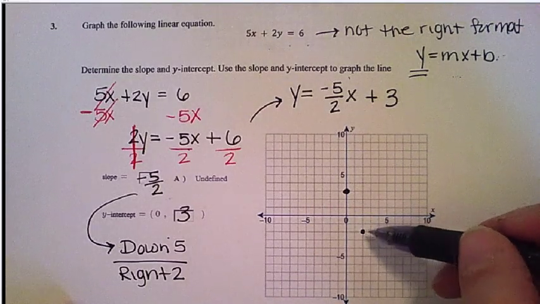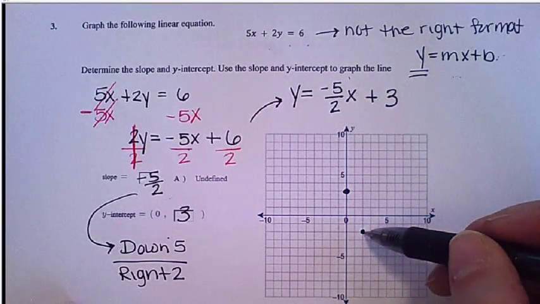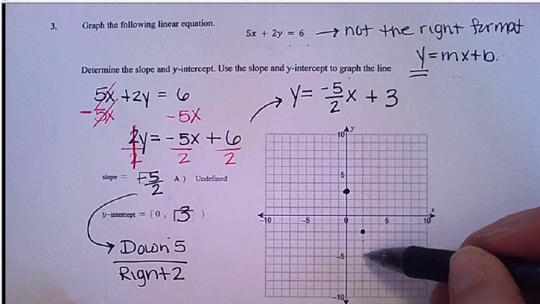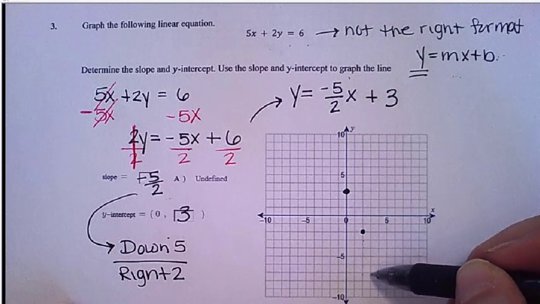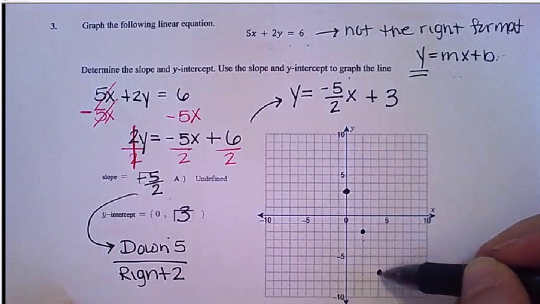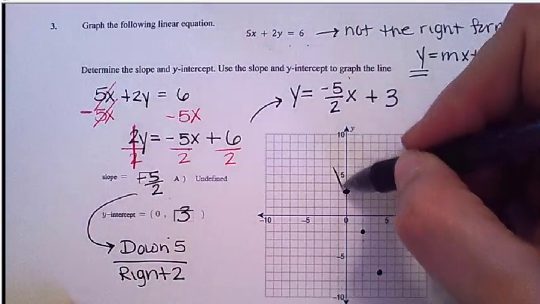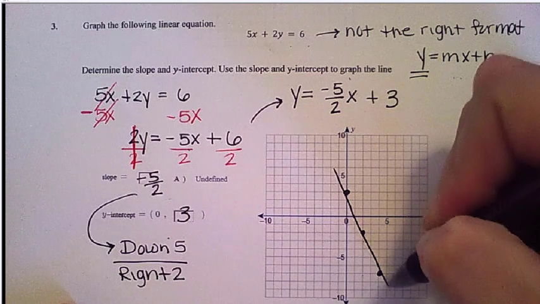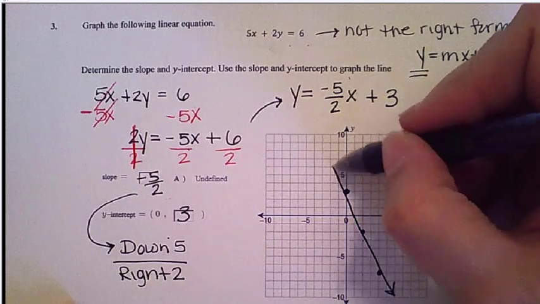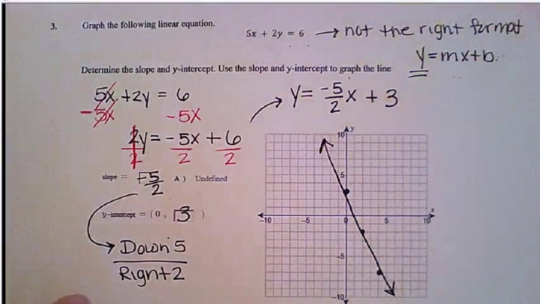Again, if I want a third point, I can do the same thing and count down 5. 1, 2, 3, 4, 5, to the right 2. There's another point on my graph, and I just need to connect my dots. Again, you don't technically need that third point that we just found. It's just to help you make a nice straight line.